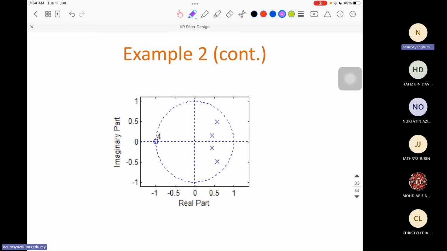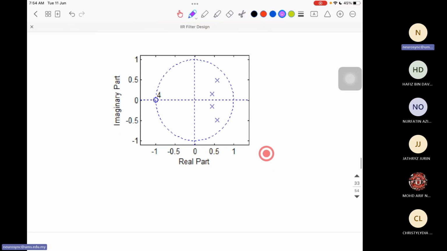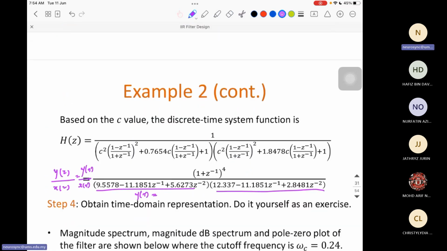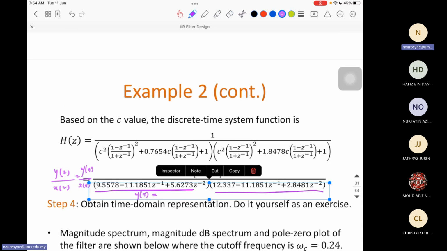Okay, so from the given H(z), there are 4 poles and 4 zeros in the system. Why 4 poles and 4 zeros? Because this is to the power 4 in the numerator. In the denominator also, this is a fourth order Butterworth filter, so you will get 4 poles.